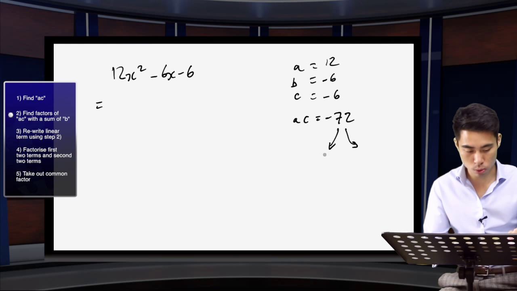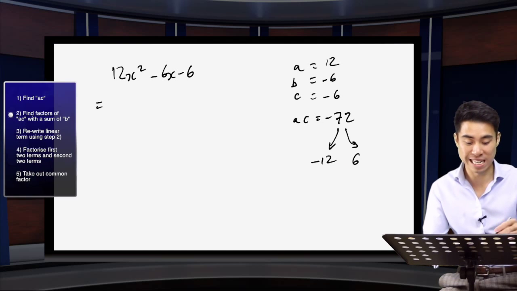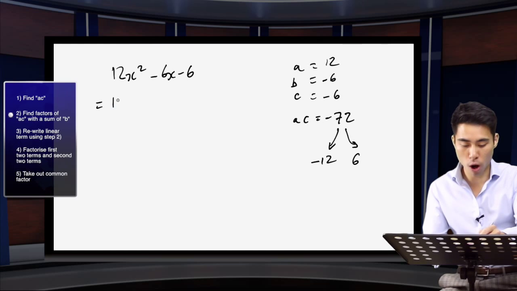Not particularly easy, this one, but the combination is minus 12 and 6. I guess the clue was in the question really. Multiply those together, they do indeed give you minus 72. Add them together, they do indeed give you minus 6. So I'm just going to rewrite our expression up here, incorporating that information.